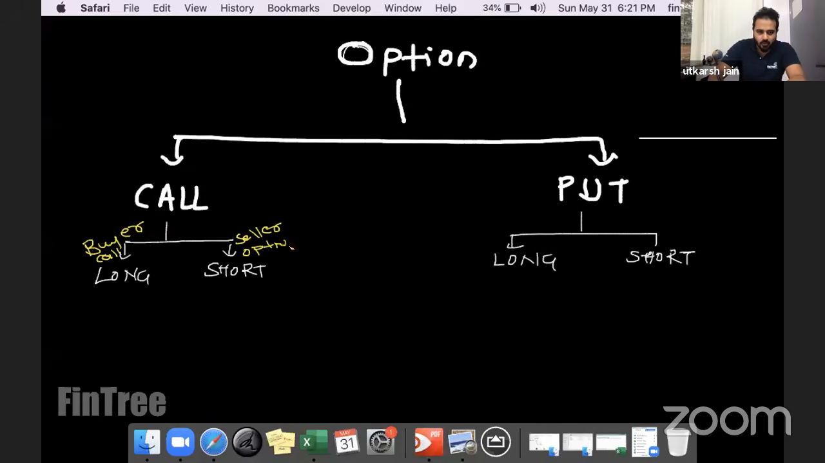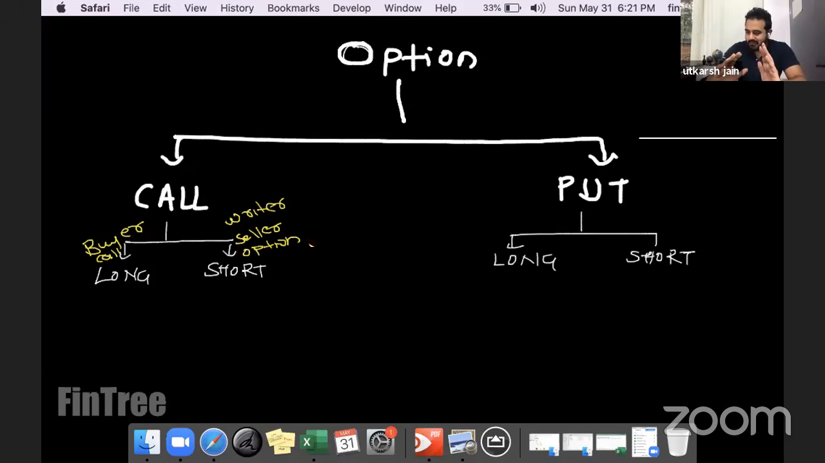Now, seller is also called with different words. So at times, instead of seller, we might use the word... Does anyone know? Correct. Writer with a W. We'll say that this guy is writing the option, or he's the writer of the call option. So when you're selling the option, you can call yourself short call, seller of the option, or writer of the option. So we have these three choices.